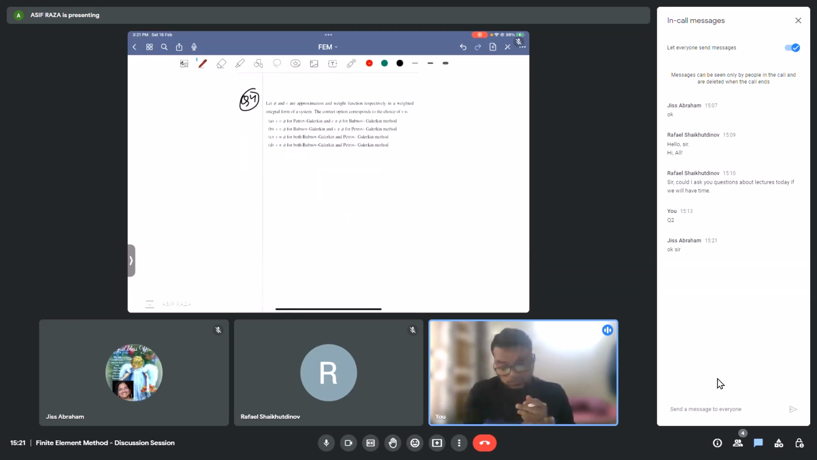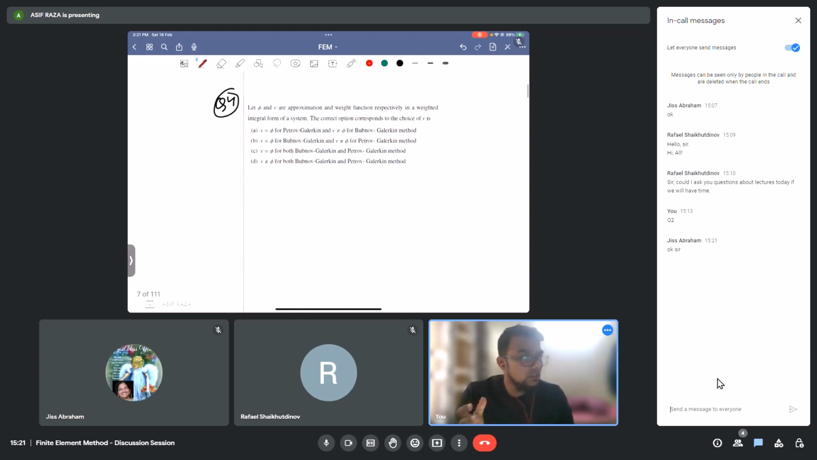So the next question is: let phi and v be the approximation and weight function respectively in a weighted integral form of a system. The correct option corresponding to the choice of v is, and these are options pertaining to the Petrov-Galerkin and Bubnov-Galerkin methods. So what do you think? What would be the correct answer?